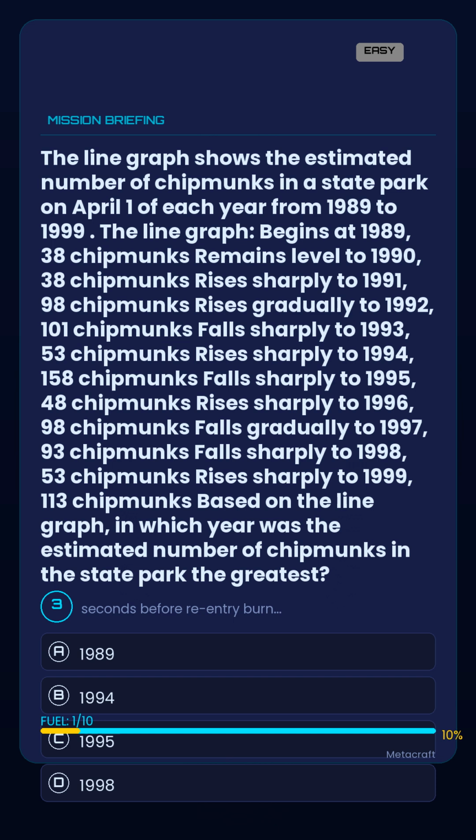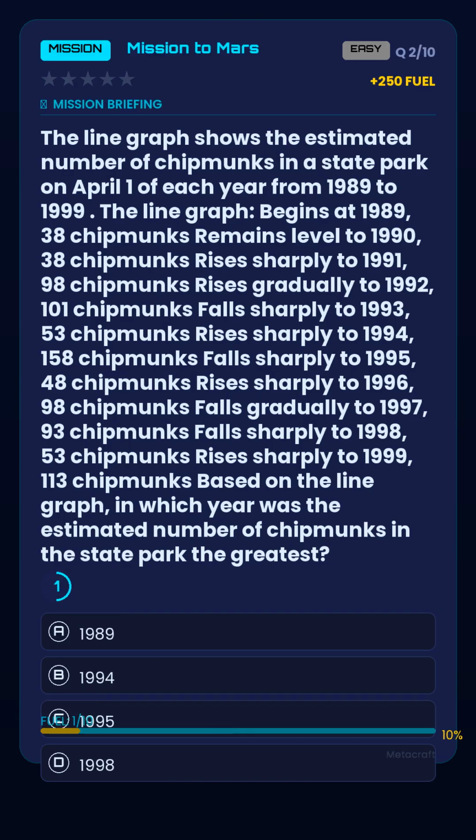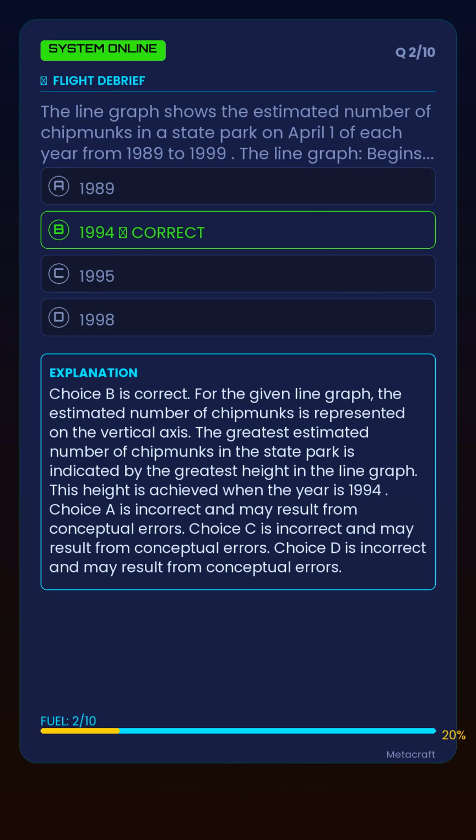Option A, 1989. Option B, 1994. Option C, 1995. Option D, 1998. The correct answer is B.